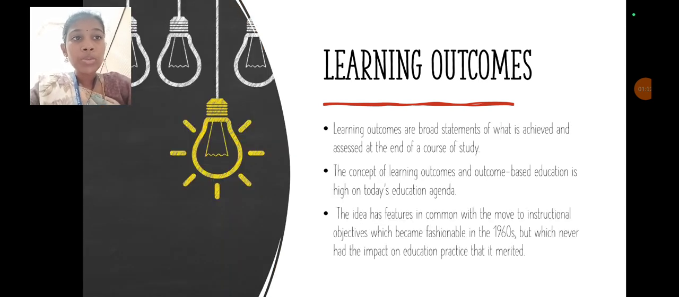Learning outcomes are statements of what is achieved and assessed at the end of a course of study. The concept of learning outcomes and outcome based education is high on today's educational agenda. Differences between learning outcomes and instructional objectives can be recognized. The first one is learning outcome.